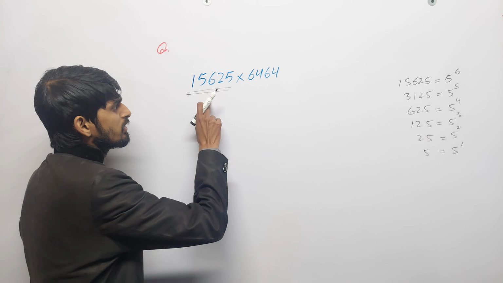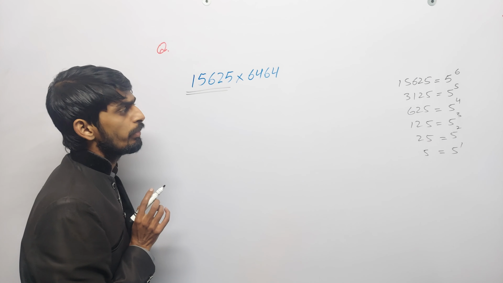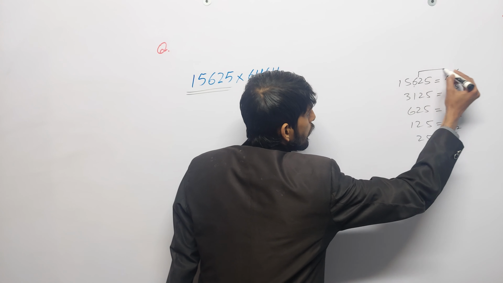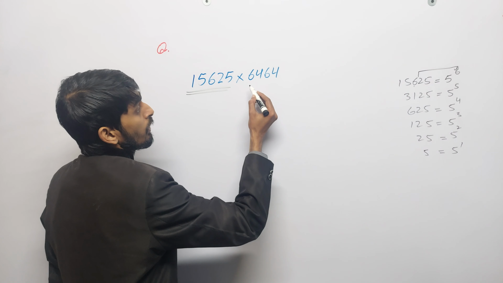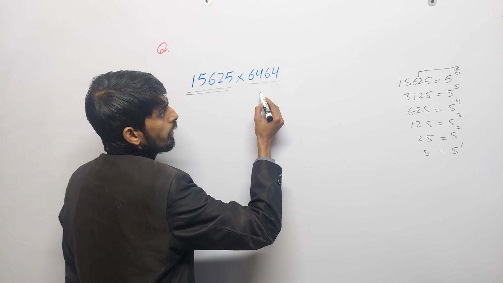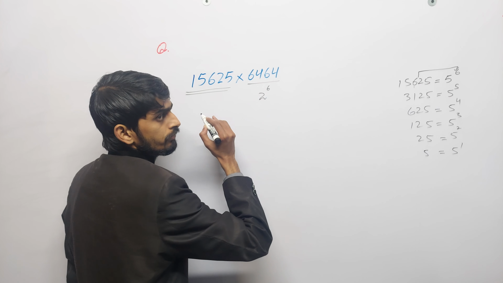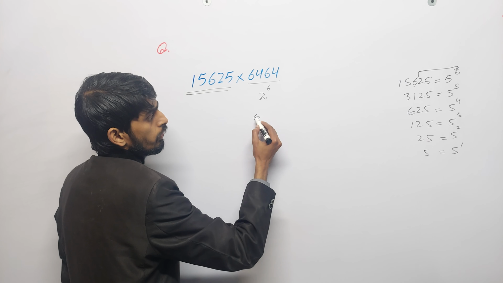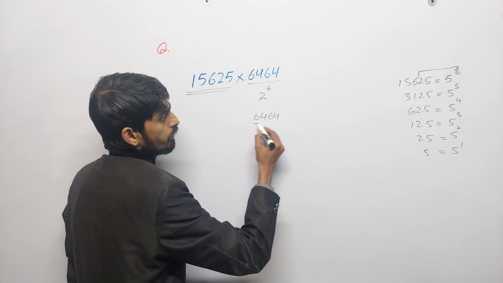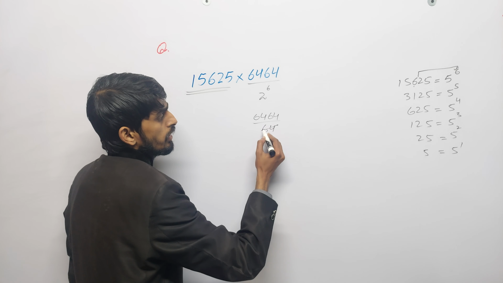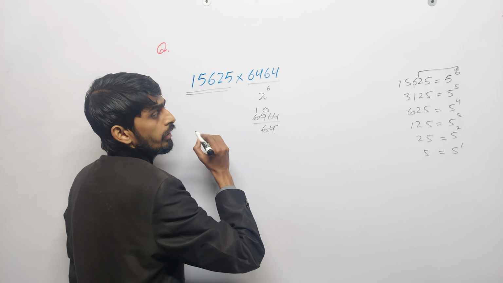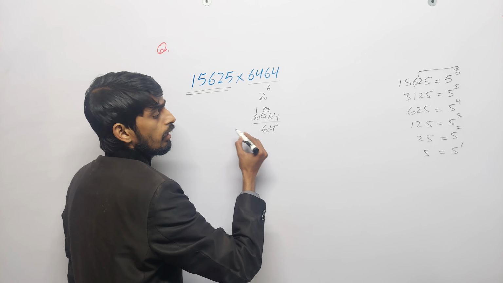If we multiply this number by this number, since this number can be written as 5 raised to the power 6, you simply divide by 2 raised to the power 6. 2 raised to the power 6 is 64. So simply divide 6464 by 64. 64 times 1 is 64. This 6 is less than 64, so we write here a 0.